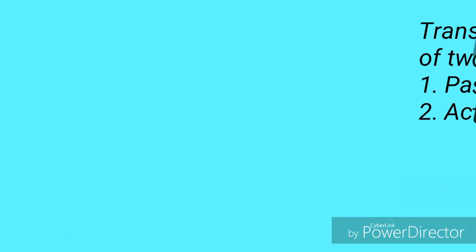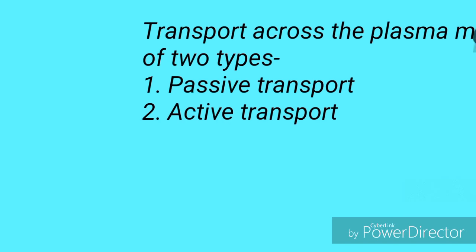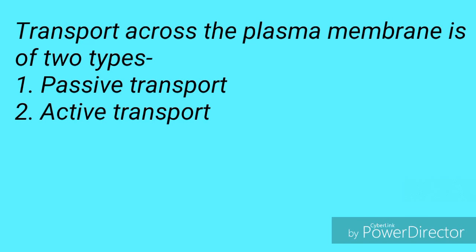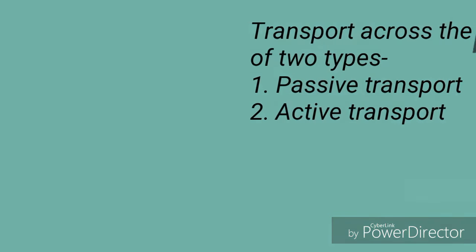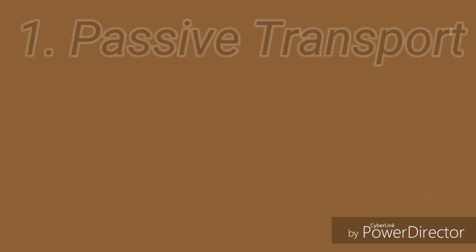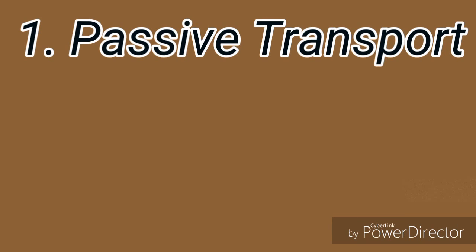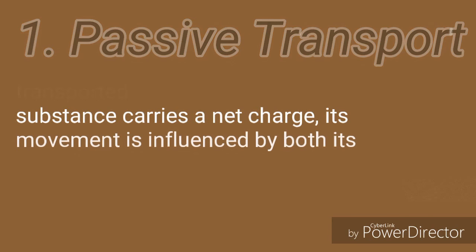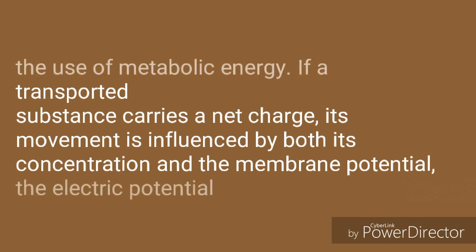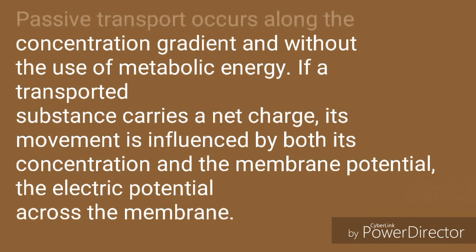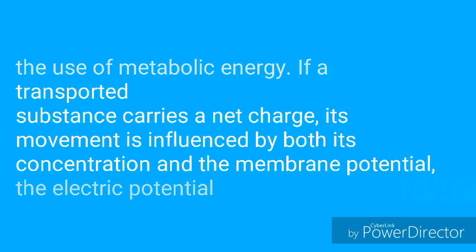Transport across the plasma membrane is of two types. 1. Passive transport. 2. Active transport. 1. Passive transport. Passive transport occurs along the concentration gradient and without the use of metabolic energy. If a transported substance carries a net charge, its movement is influenced by both its concentration and the membrane potential, the electric potential across the membrane.